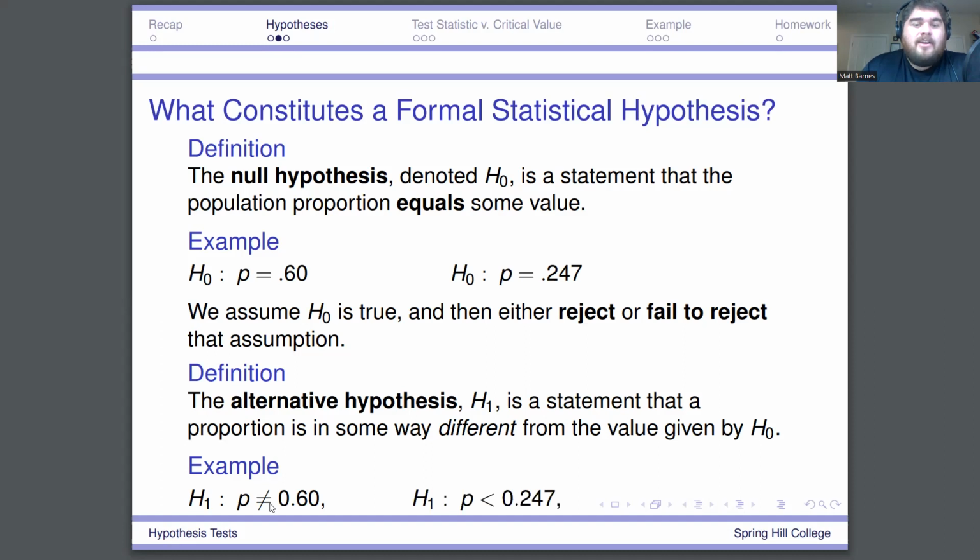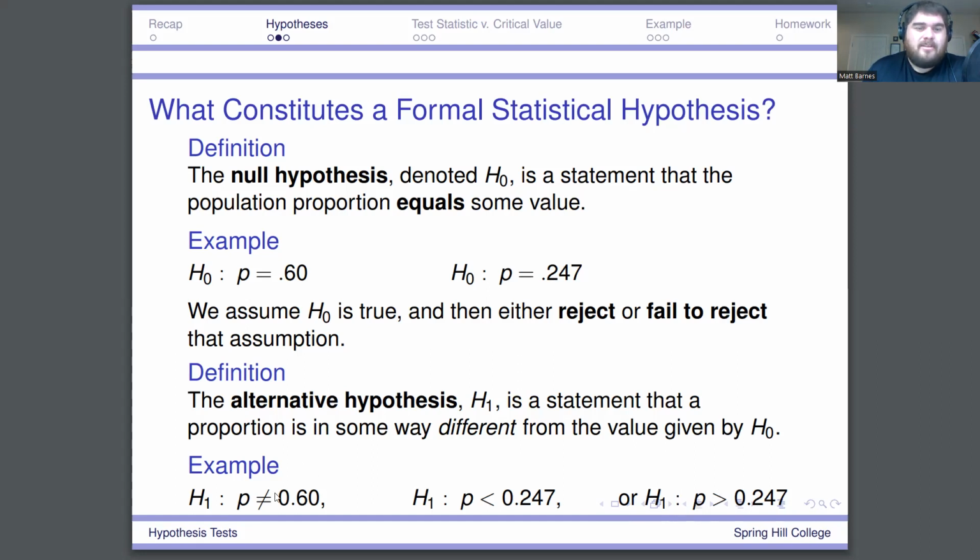We could have H1 colon P is less than 0.247. If you remember, that was the number of first year college students at Spring Hill out of our full-time students. So this would be us saying we actually think there are fewer first year freshmen at Spring Hill College. Or we could go the other way and say we think there are more than that now. We think our first year recruiting class was bigger, and it's actually a higher percentage than 0.247. So that would be H1 colon P is greater than 0.247.